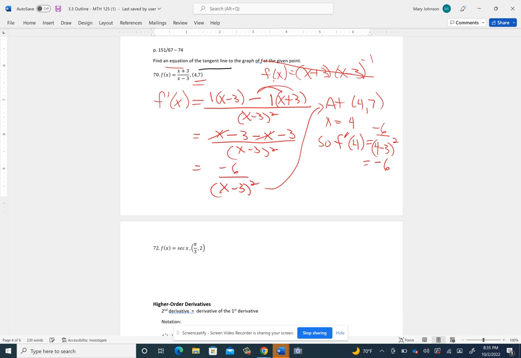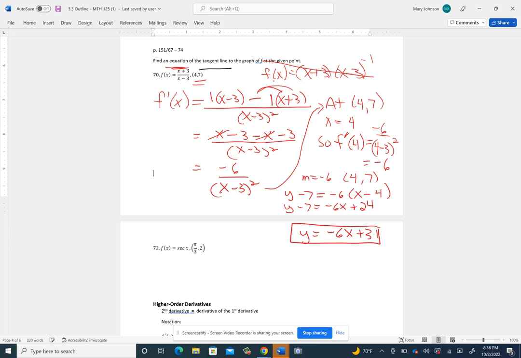But that's not all. I'm supposed to get the actual equation for the tangent line. So I know m equals -6, and I have this ordered pair (4, 7). I'm going to plug into the point-slope formula: y minus y1 equals m times (x minus x1). Then I'm going to distribute the -6, so that would become plus 24 there. And then I'm going to add 7 to both sides, and I'm going to wind up with -6x plus 31. So this would be the final answer on that one.